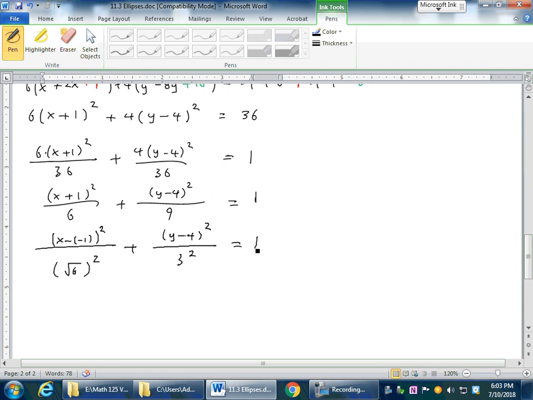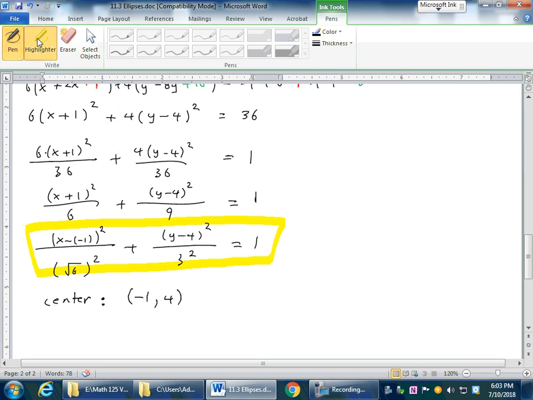Yes, this example is a little bit tough, but that shows you everything that can happen. So now this is one of my answers that we want, right? The standard form. Now what we want is the center. So from here we can find out our center, which is what? My x is negative 1, my y is 4. That's my center.